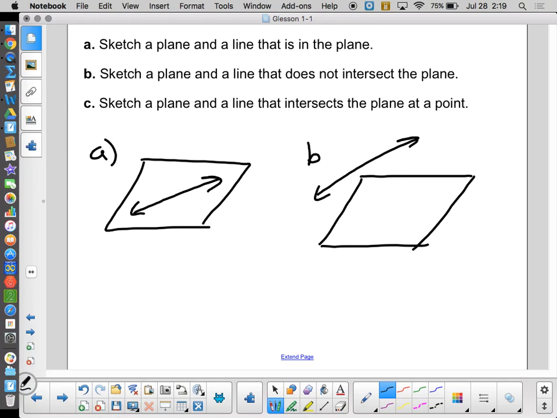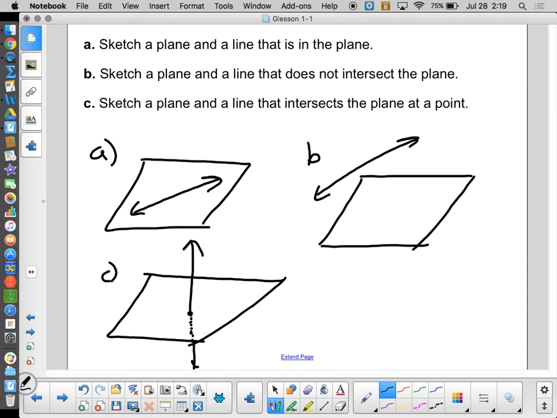Sketch a plane and a line that intersects the plane at a point. Start by sketching the plane. And this one's a little tricky, but it's not too bad. We have to imagine a little bit, perspective drawing, and we use our dashed line there, and then there it is coming through like that. So that kind of intersects at a point.